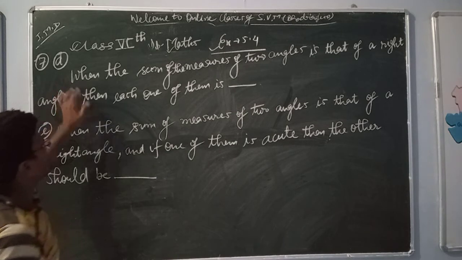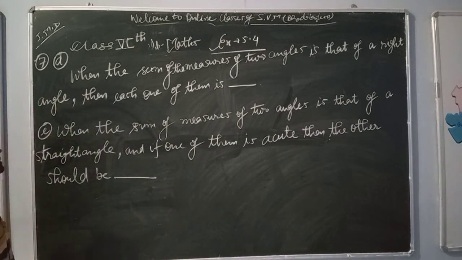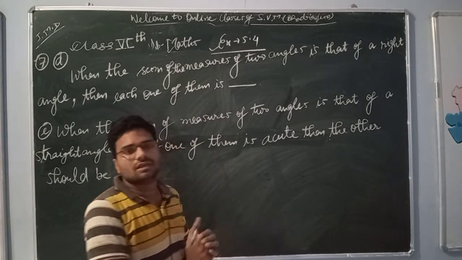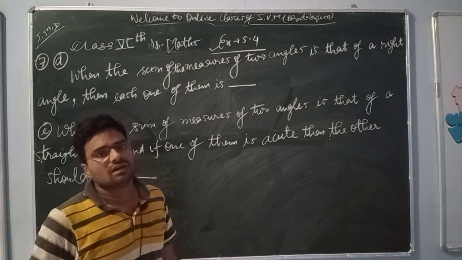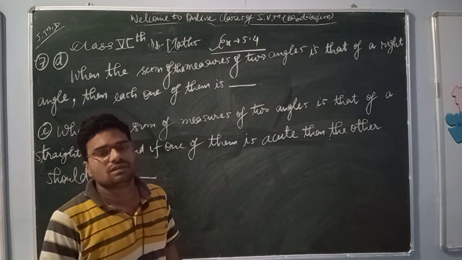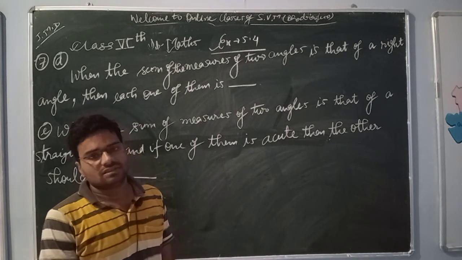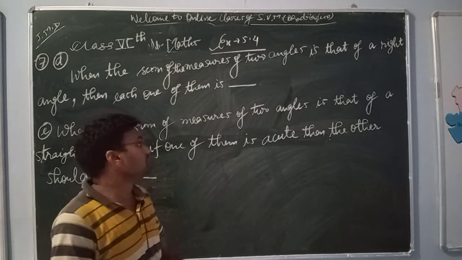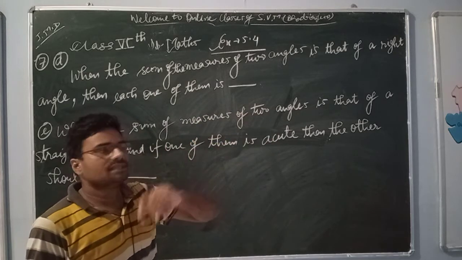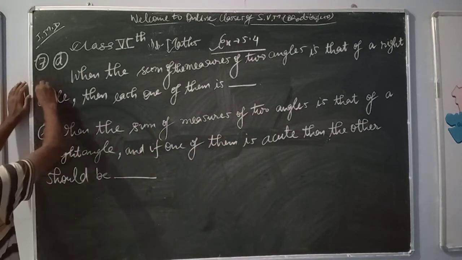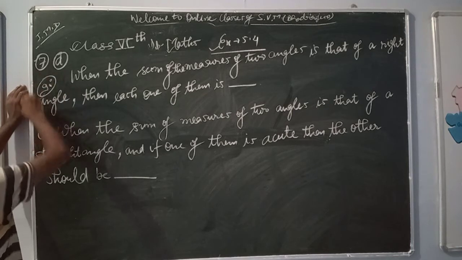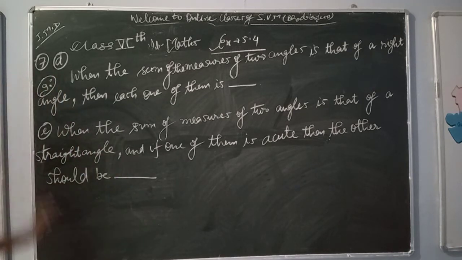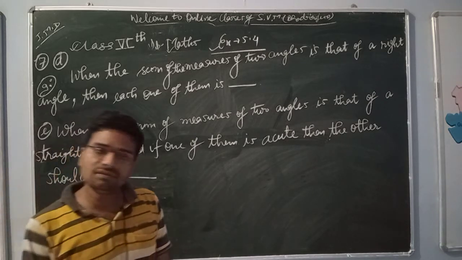When the sum of measures of two angles is that of a right angle, then the two angles are called complementary angles of each other. A right angle means 90 degrees. When the sum is 90 degrees, the two angles are complementary of each other, and if the sum is 180 degrees, then both the angles are called supplementary of each other.